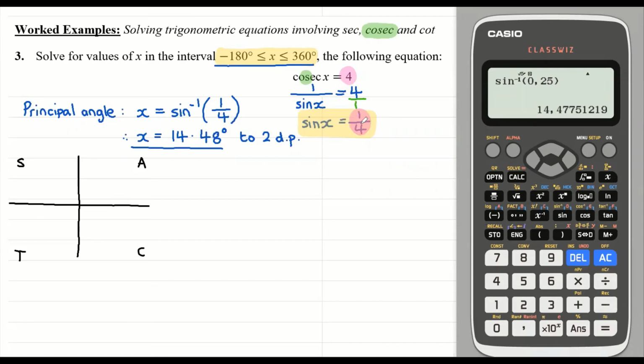So we add our 14.48 to the positive quadrants for sine. Well, where is sine positive? Well, everything is positive in All, and it's also positive in S for sine. So positive and positive. So let's add the angle. So 14.48 degrees goes there. And in the opposite quadrant, so it'll be 14.48 degrees over there. Right, now we're just in a position where we have to read off our answers.